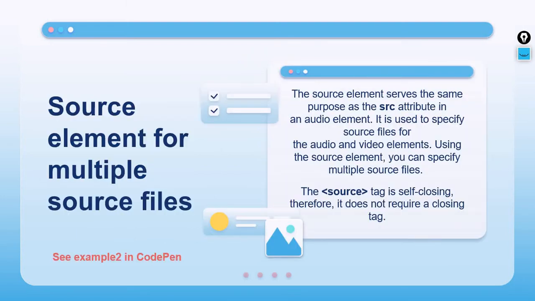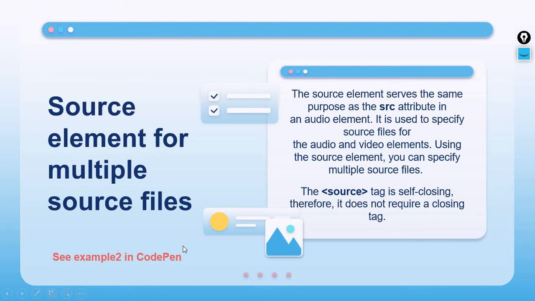Source element for multiple source files. The source element serves the same purpose as the src attribute in the audio element. It is used to specify source files for the audio and video elements. Using the source element, you can specify multiple source files. The source tag is self-closing. Therefore, it does not require a closing tag.